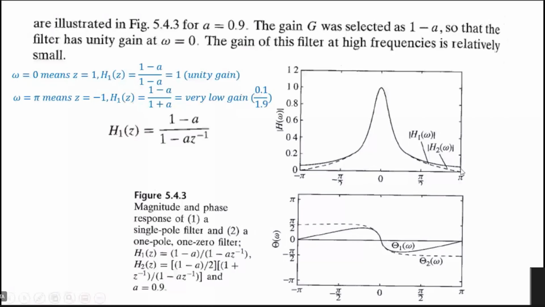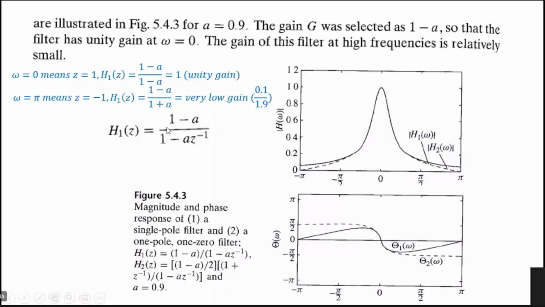It has one pole at z equal to a, or z equal to 0.9, which is near the unit circle. And also a zero is there at z equal to 0.